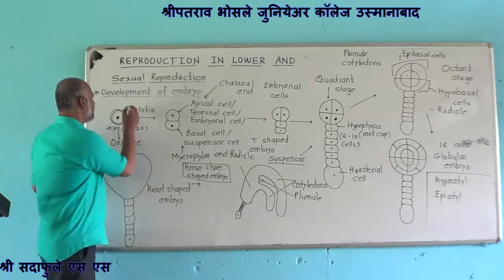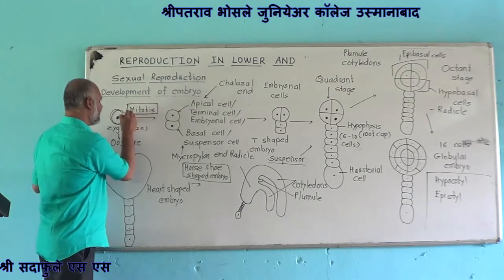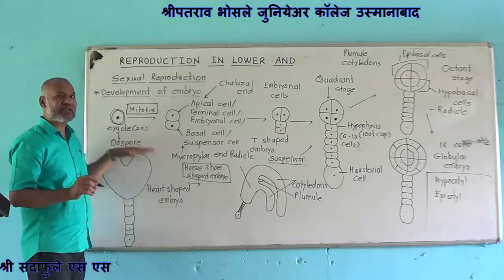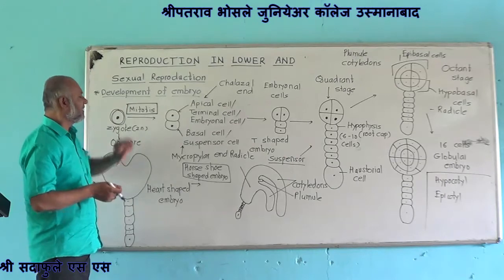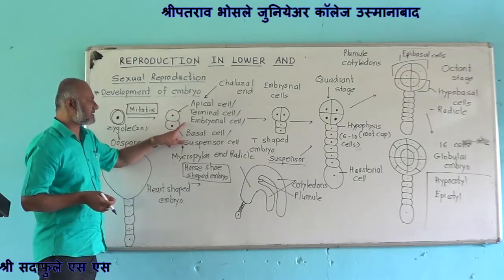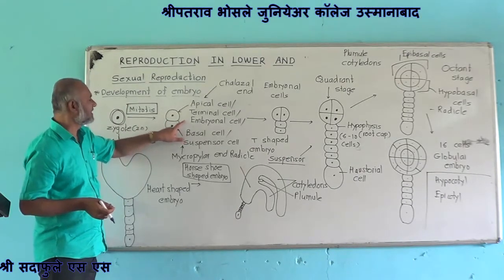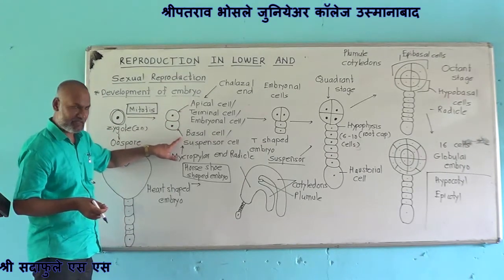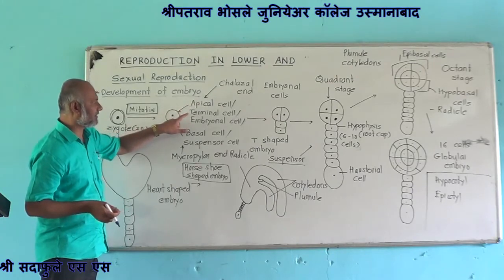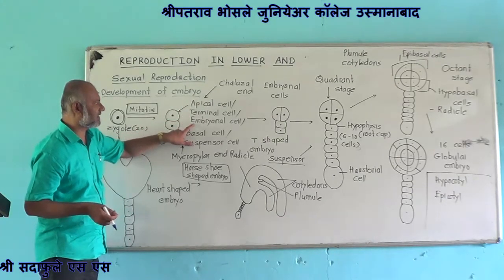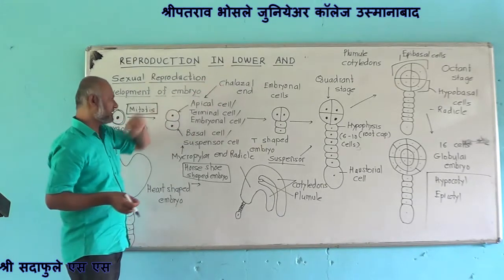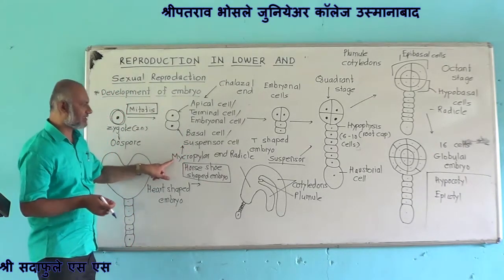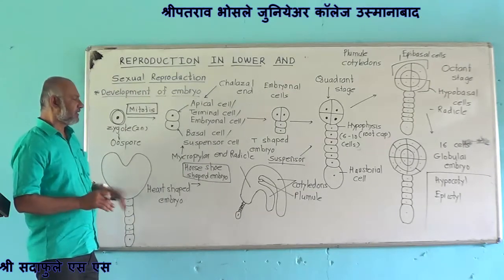This oospore or zygote divides by mitosis. It divides by which division? It divides by mitosis to form 2 cells, and this division is transverse division. Out of these 2 cells, one cell is termed the apical cell and another cell is the basal cell. Apical cell or terminal cell or embryonal cell is present towards the chalazal end. Basal cell or suspensor cell is present towards the micropylar end.